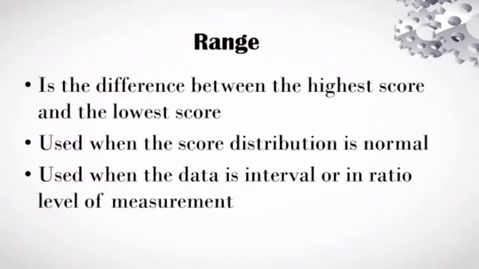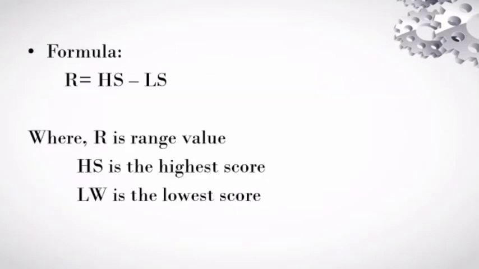So first is the range. Range is the difference between the highest score and the lowest score. It is used when the score distribution is normal and when the data is interval or in ratio level of measurement. So this will be the formula. R is equal to HS minus LS, where R is the range value, HS is the highest score, and LS is the lowest score.